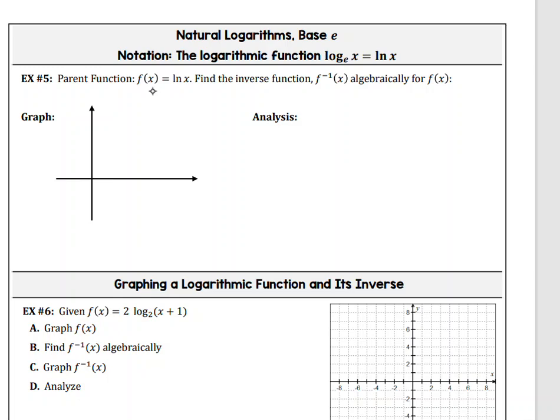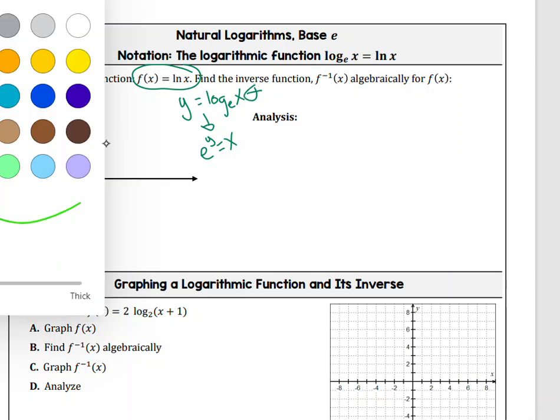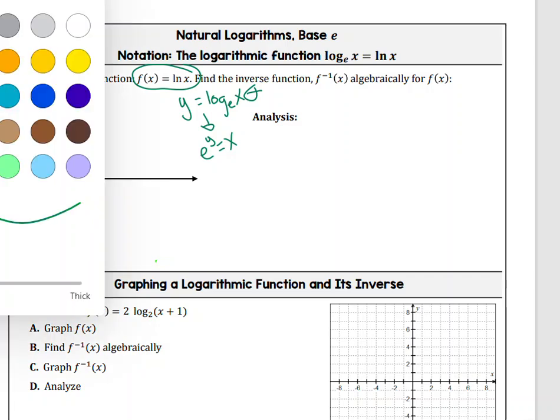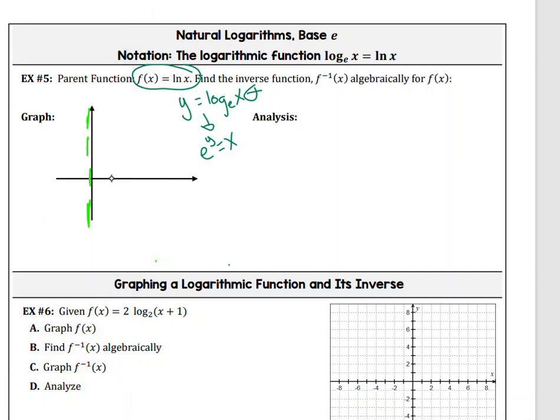So in question number 5, it wants us to look at the original function, which is f of x equals ln of x, which is a natural log. So if I rewrite this, this would be y equals log base e of x. And what this would look like would be e to the y power equals x. And again, what would happen with this graph is that we would have this asymptote here, and that logarithm would look very similar to any other logarithm.